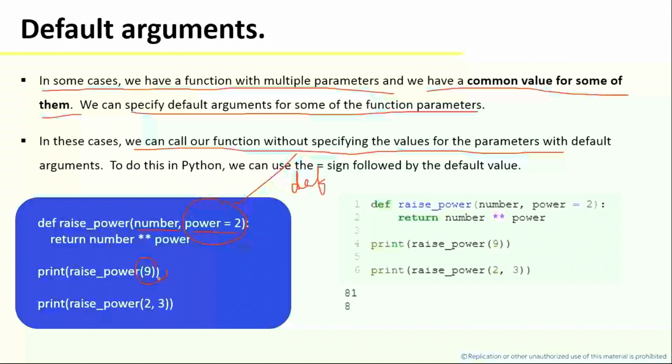నేను ఏం చేశాను, I'm calling raise of power of 9. 9 will go to number. But what about the second value? Second value we have not given. In this case, it is going to collect this value from the function definition. It will become 9 square. Okay?